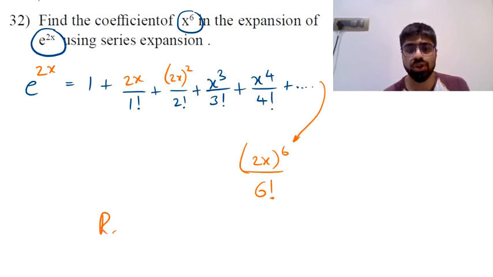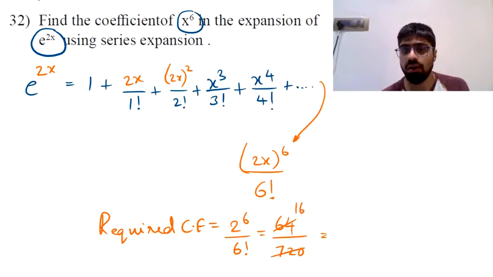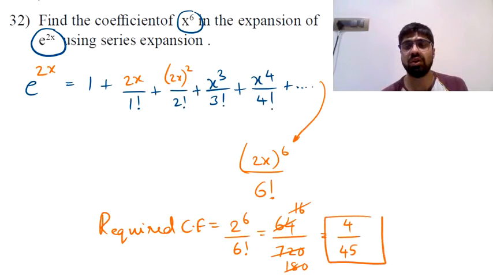So the required coefficient is going to be 2 power 6 divided by 6 factorial. 2 power 6 makes it 64, divided by 6 factorial, which is 720. So we can cancel off a 4 in the numerator and denominator, that should give us a 16 here. This cancels off 4 and you get 180, and you can further divide with the 4, so the numerator becomes 4 and the denominator becomes 45. And yeah, the required coefficient of x power 6 is 4 by 45.